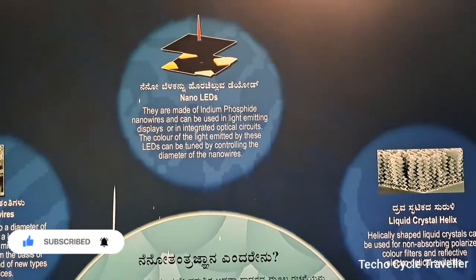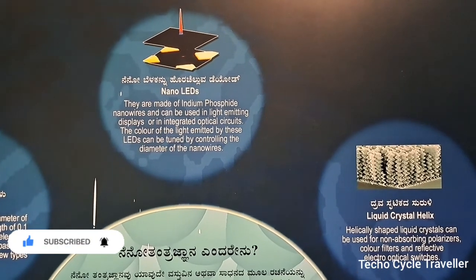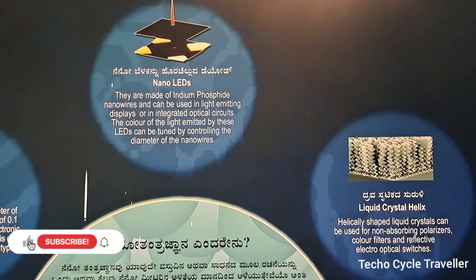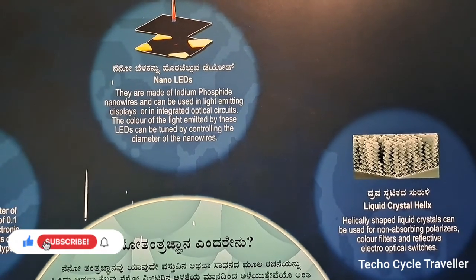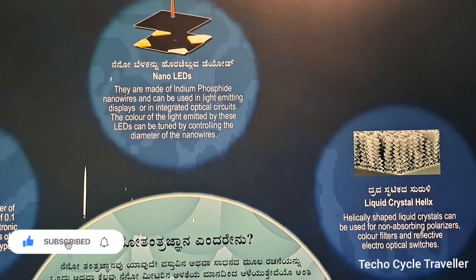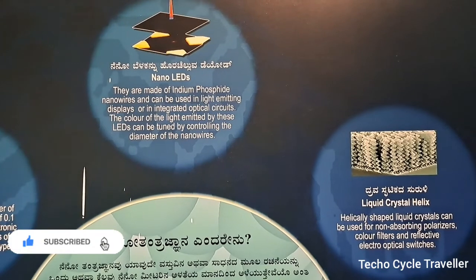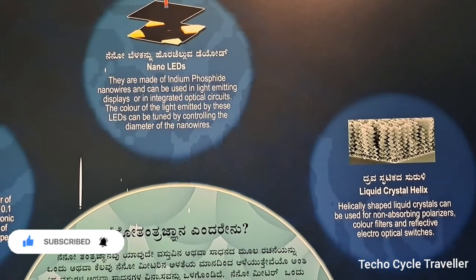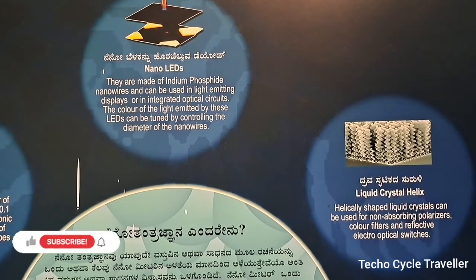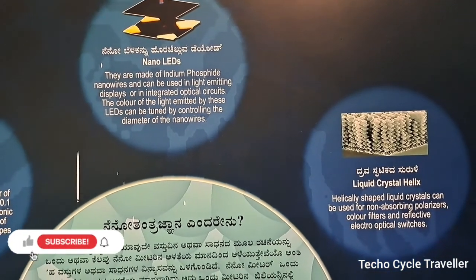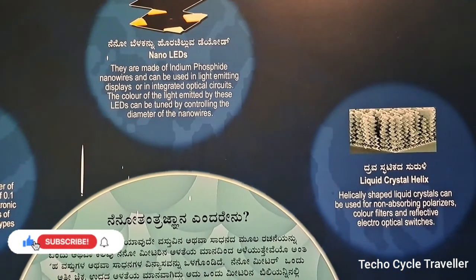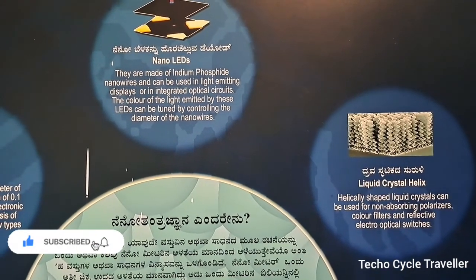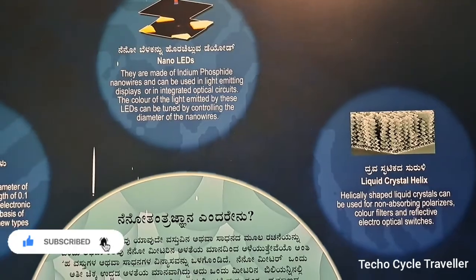Nano LEDs. They are made up of indium phosphide nanowires and can be used in light emitting displays or integrated optical circuits. The color of the light emitted by these LEDs can be tuned by controlling the diameter of the nanowires.